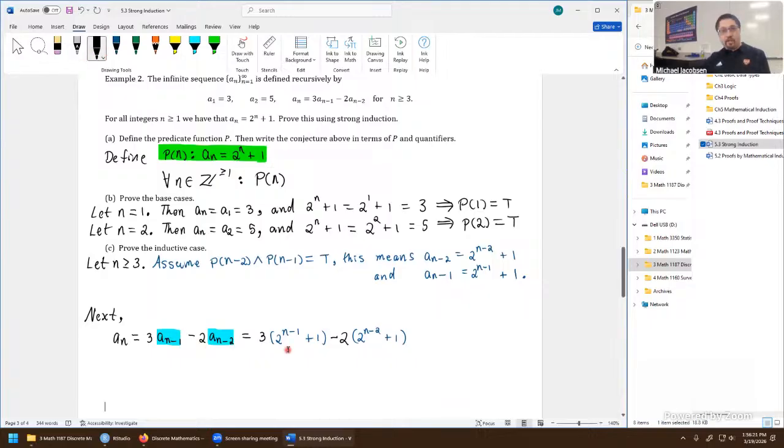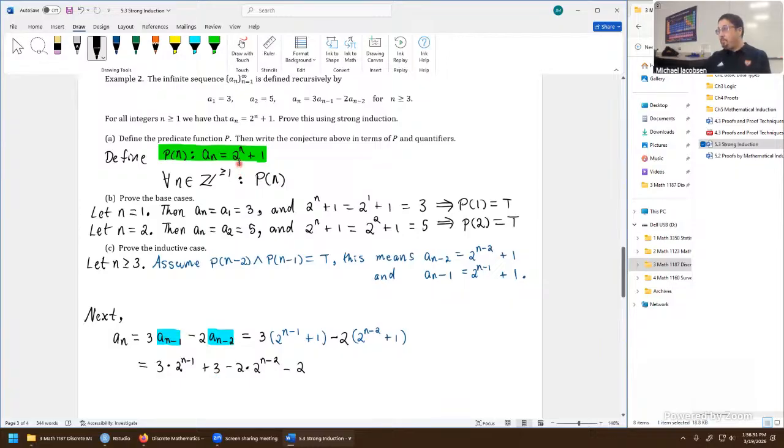Let's just follow our nose with algebra. Probably the first thing I would do is distribute the 3 and the negative 2. When we distribute, we'll get 3 times 2 to the power n minus 1 plus 3. This distribution, let's go carefully, is minus 2 times 2 to the power n minus 2 minus 2. Well, we can combine terms. That'll give us a positive 1. And that's good, we have a positive 1 on paper already when we combine like terms.